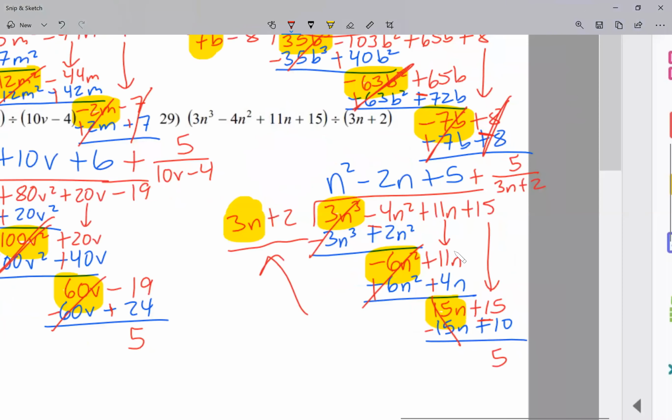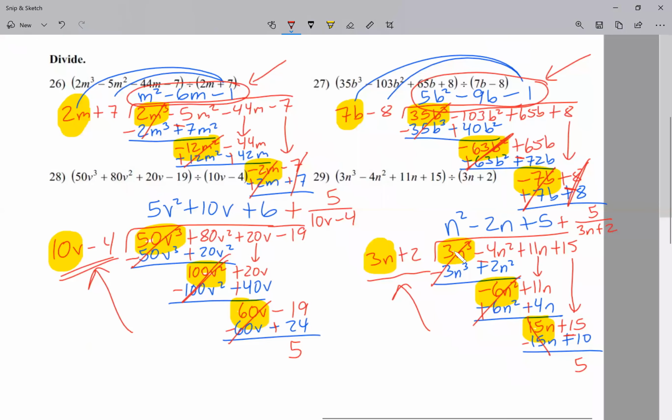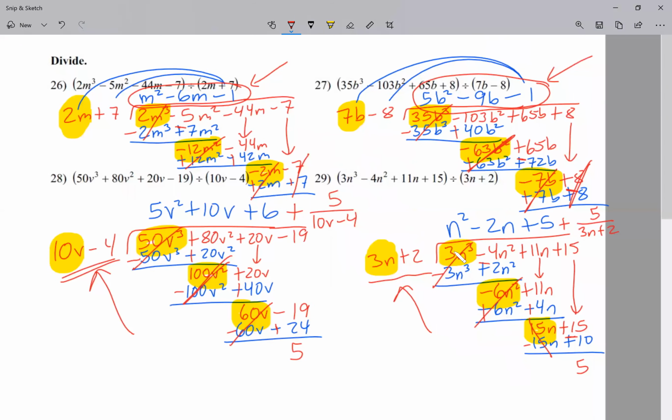Let me zoom out. Again, if you're thinking, oh man, this is long work. Again, that's what we call this long division. Right? This is not short division, it's long division. So there you go.